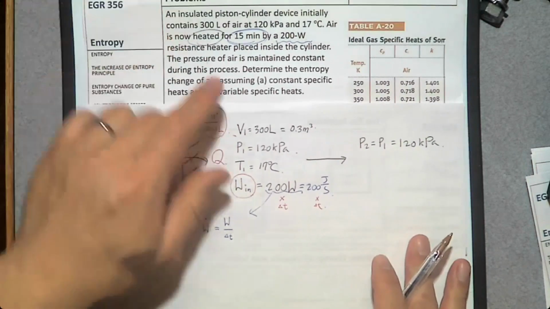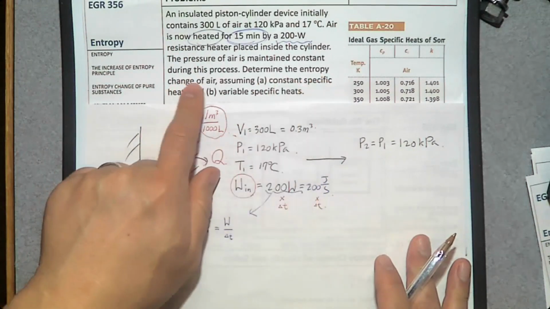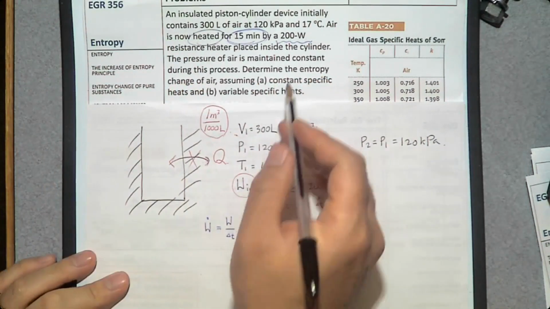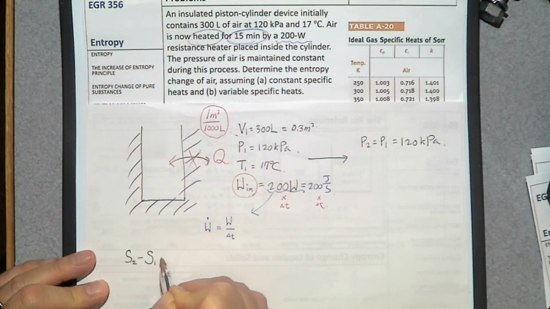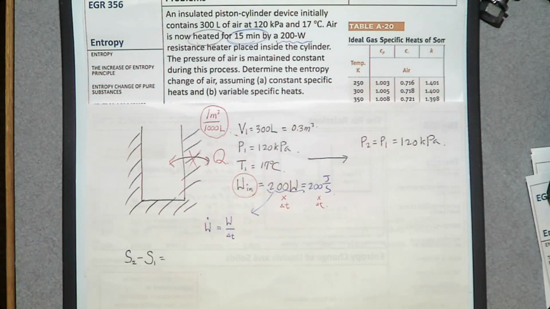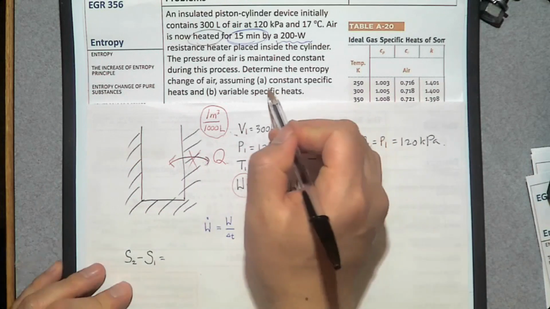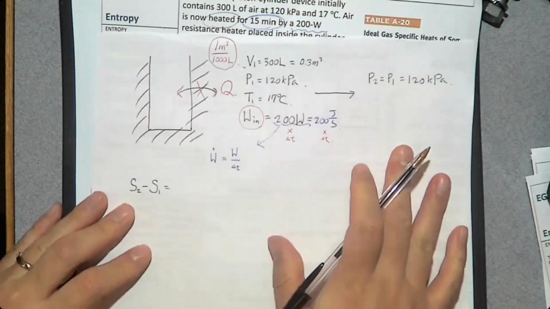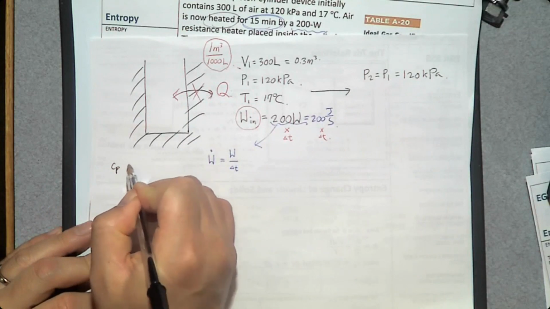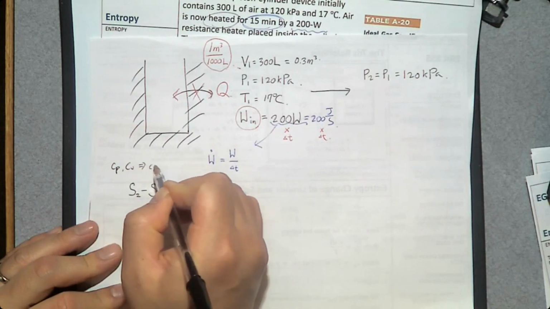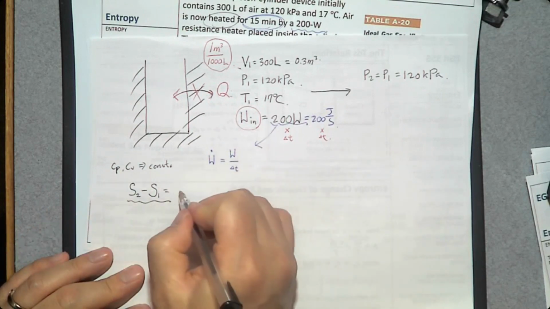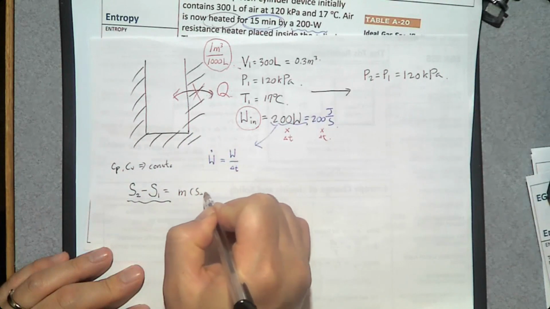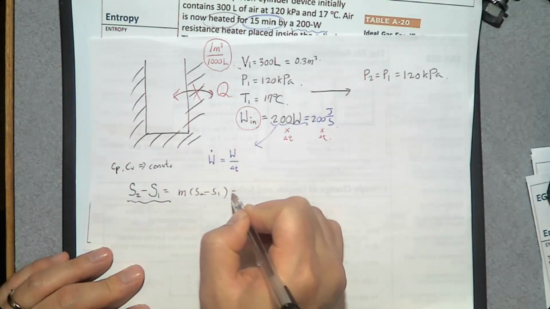And let's determine the entropy change of air. So how can we determine the entropy change of the air? It's going to be the final entropy S2 minus the initial entropy S1. That's how we determine entropy change. Then let's assume that this is a constant specific heat, so Cp and Cv are constant. Then the entropy change can be determined by mass times S2 minus S1.